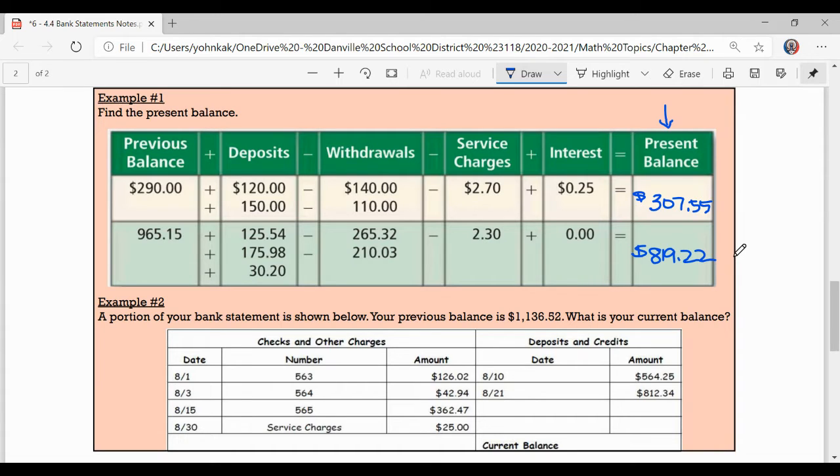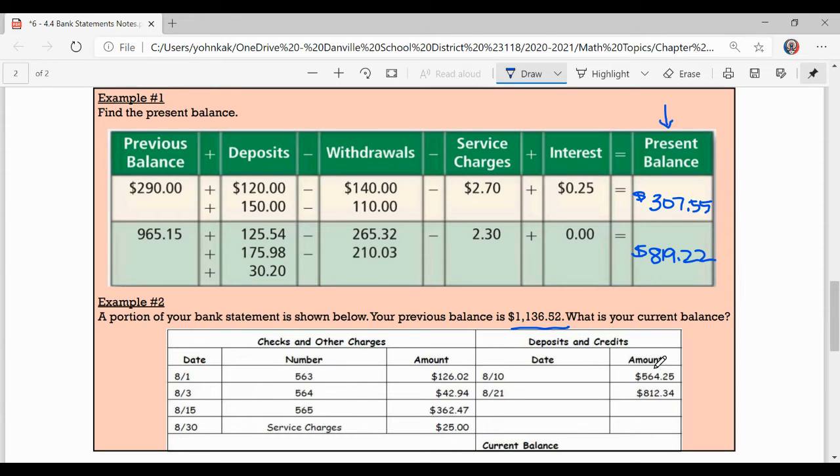Okay, number two, a portion of your bank statement is shown below. Your previous balance is $1,136.52. What is your current balance? Okay, so for this one, notice that there are some checks and service charges here on the left. You have on August 1st wrote a check 563 for $126.02. On August 3rd, check number 564 was $42.94. August 15th was check number 565, $362.47. On August 30th, there was a service charge in the amount of $25.